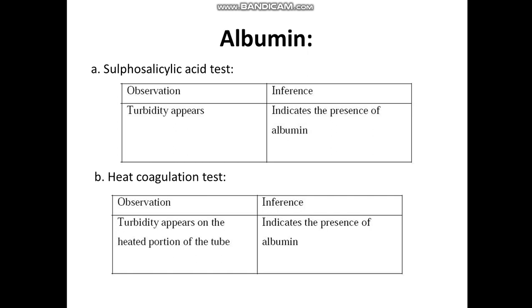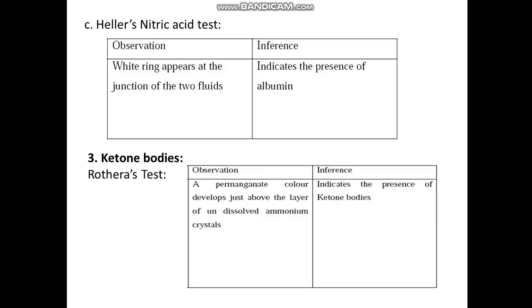And for albumin, we have performed three tests. The first test is the sulfosalicylic acid test, and you will get turbidity in your sample after performing this test, and this indicates the presence of albumin. And in the heat coagulation test, if we heat the sample, turbidity appears on the heated portion of the tube, and this indicates the presence of albumin.